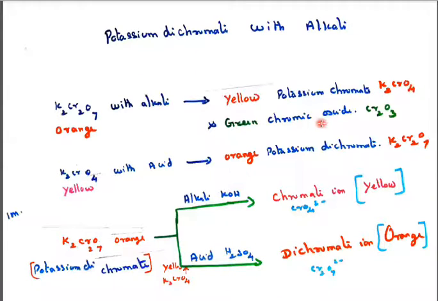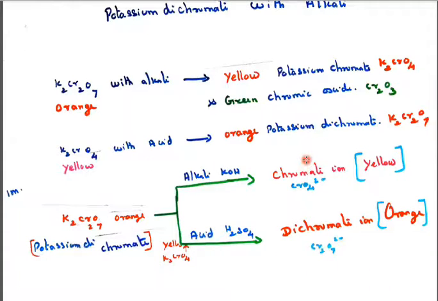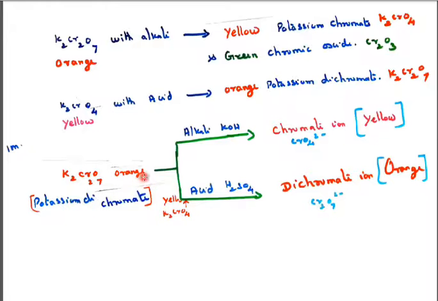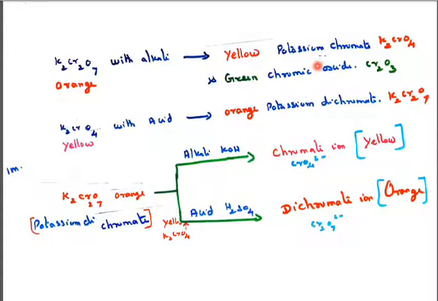When the same potassium chromate is added to acid, it gives back the same potassium dichromate, which is orange in color. I have written two equations. Orange potassium dichromate reacts with alkali, potassium hydroxide or sodium hydroxide, and forms potassium chromate. If you remove the 2 potassium, it becomes the chromate ion, CrO4 2-, which is yellow in color.